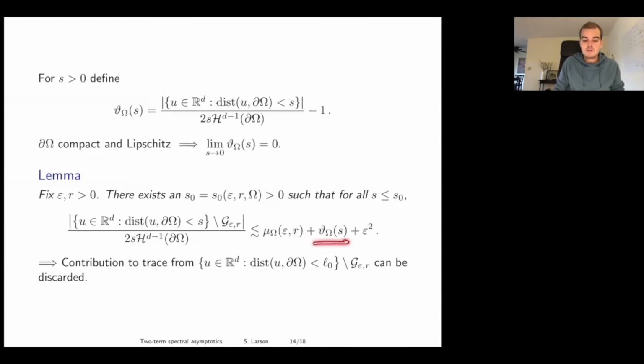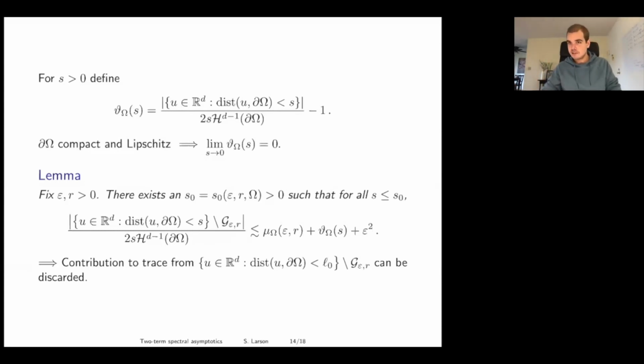This theta of S here is essentially defined by how well a two-sided neighborhood of our boundary is approximated, in volume, by 2s times the measure parameter. It's a fairly well-known fact that if your boundary is compact and Lipschitz, this quantity is small over 1 when s goes to 0. And then there's an epsilon here, which is not very important. Okay, so from this it's almost immediately clear that we can disregard the local problems that come from points outside this G epsilon R. So that's good. We are just left with our good points.